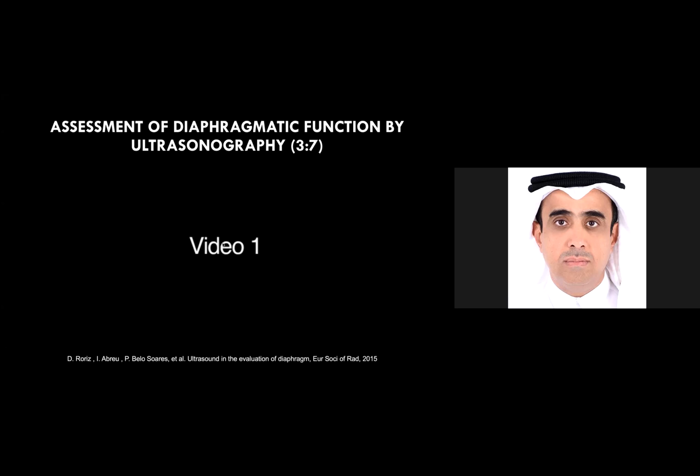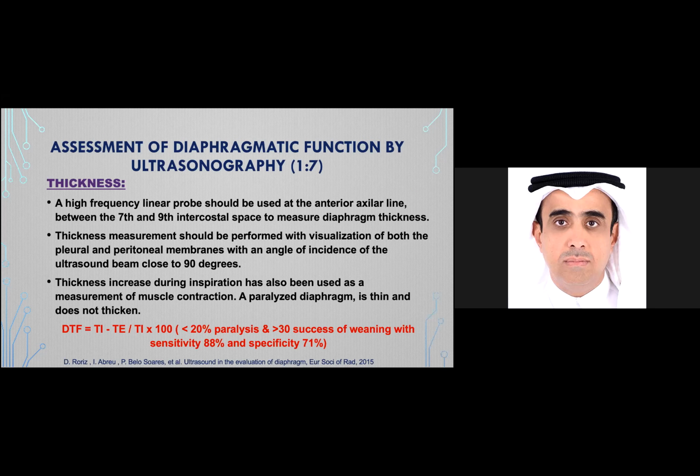In this measurement, if there is a change in the thickness of the diaphragm during inspiration, meaning the thickness increases, that means this patient is good, with no paralysis. So we have to calculate the diaphragm thickness fraction: the difference between inspiration and expiration divided by the thickness at inspiration. Less than 20%, this patient most likely has paralysis. More than 30% most likely means success in weaning the patient from the ventilator, with a sensitivity of around 88 and a specificity of around 71.